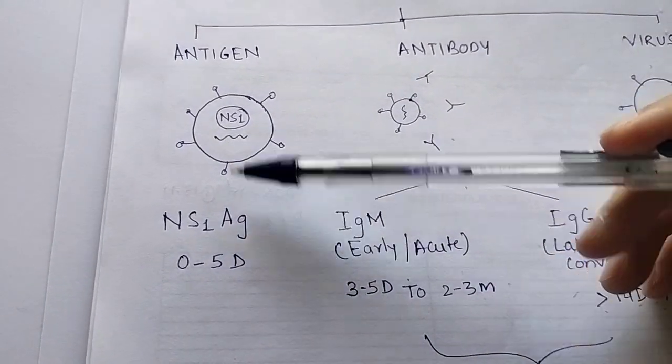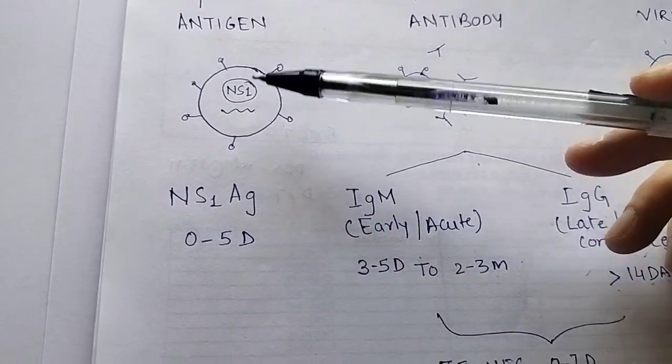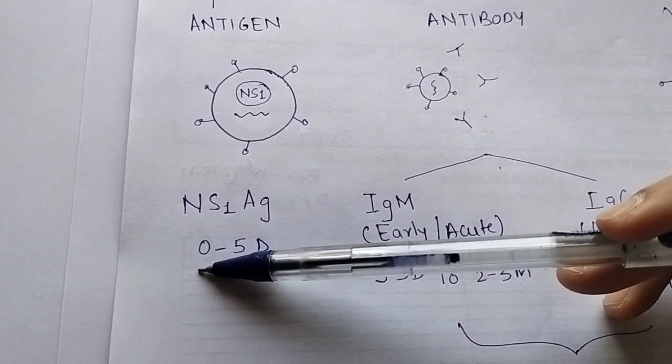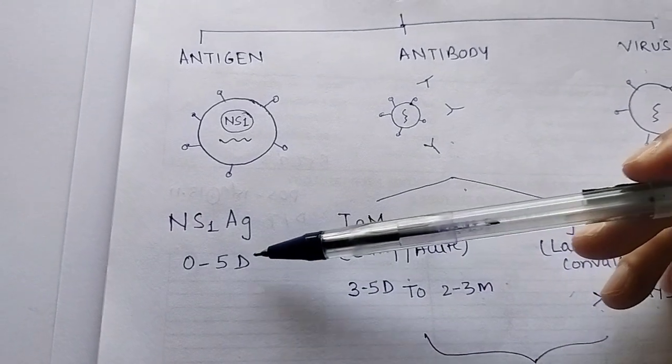So in case of dengue infection, it is the NS1 antigen or non-structural protein antigen, and this antigen is formed very early in the course of illness. So you can detect this from day 0 to day 5 after the onset of symptoms.